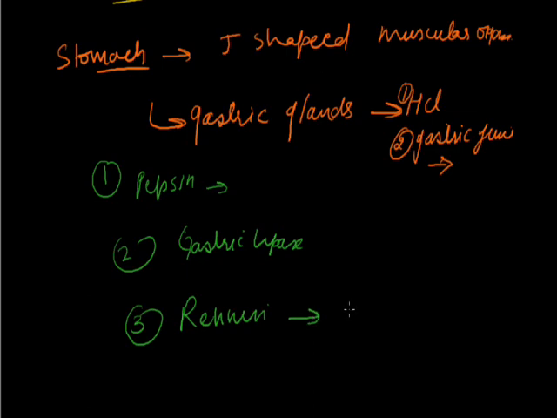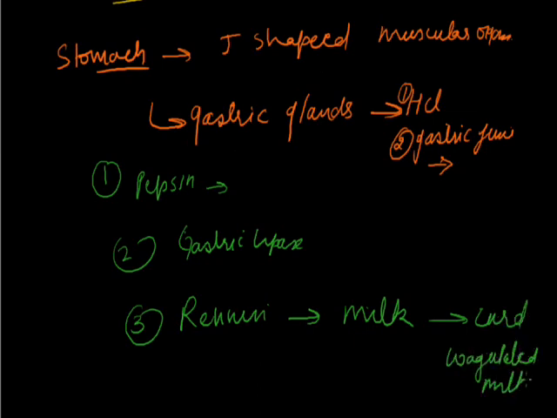Renin hydrolyzes the soluble milk protein casein into procasein, which is then precipitated with calcium, forming solid curd or coagulated milk. So we can say that milk in infants is converted to a curd-like structure, called coagulated milk, with the help of renin only. And this coagulated milk is very easily digestible by the infants.